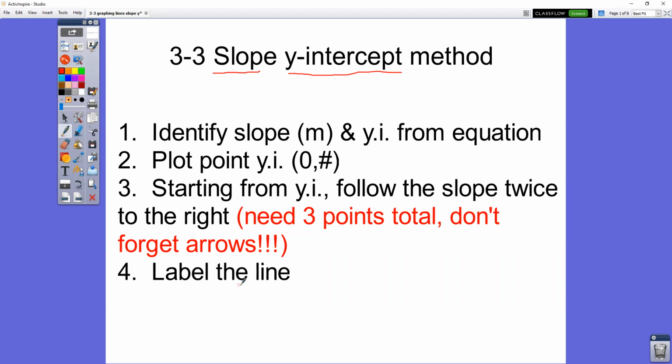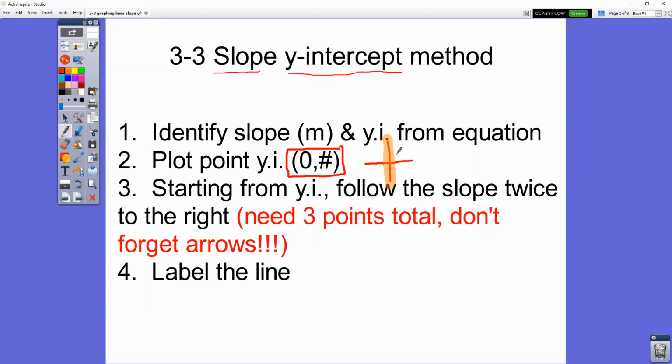All that you're going to do is identify the slope, identify the y-intercept. That's step 1 and 2, just like you did before. Then you're going to plot the y-intercept. So you're going to graph this point. Now, that first point that you graph is 0, comma, whatever your plus or minus is from your y-intercept. That first point is always somewhere on the y-axis itself. It's always somewhere on that line. That's always the first point that you graph.